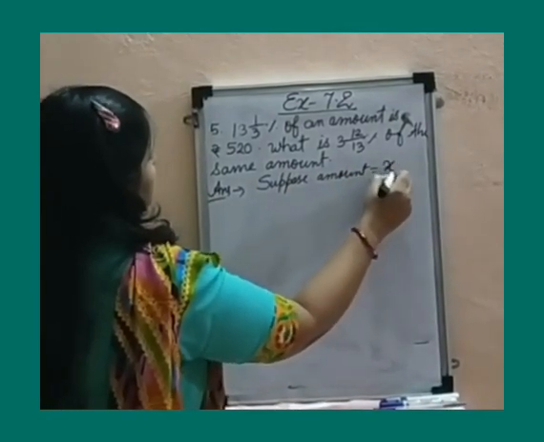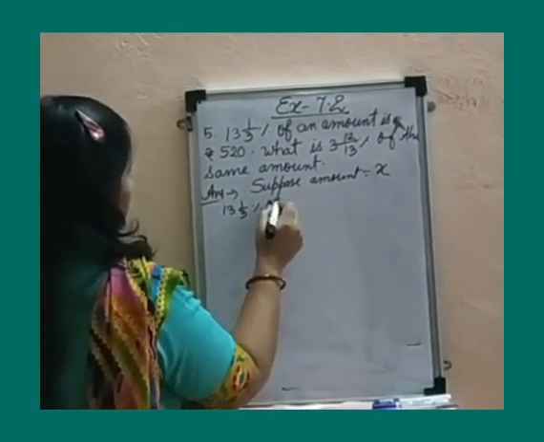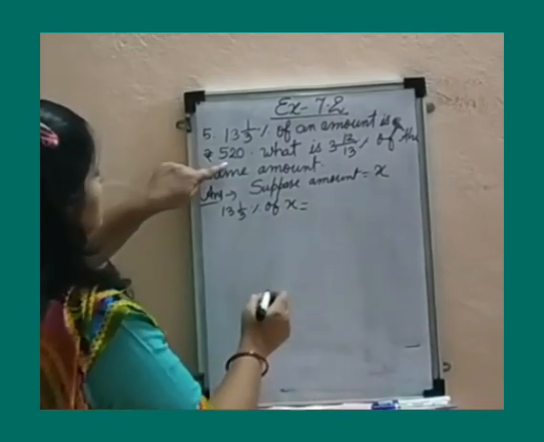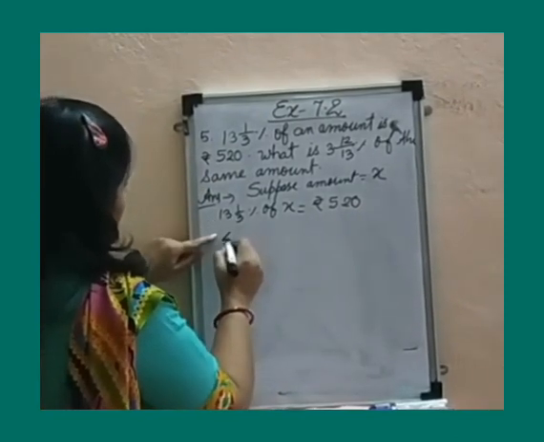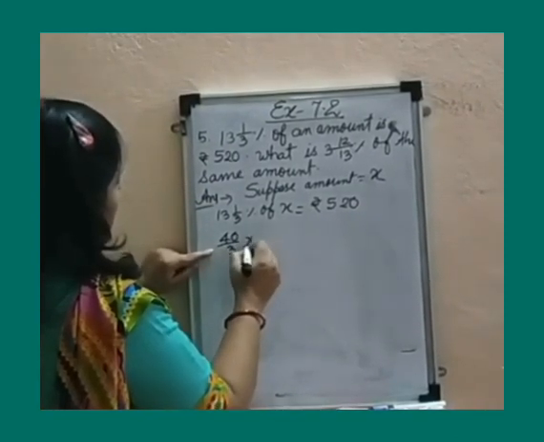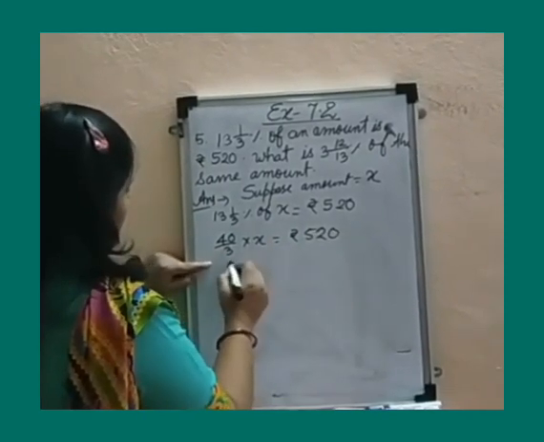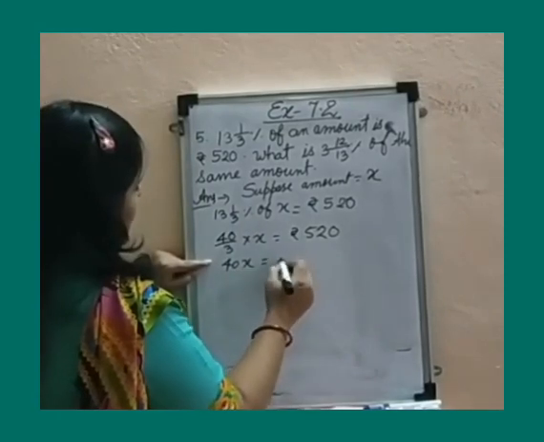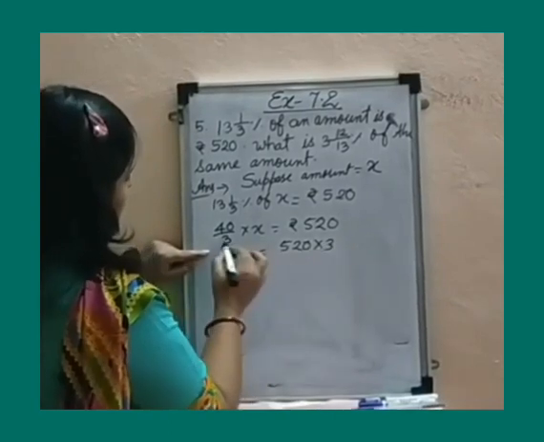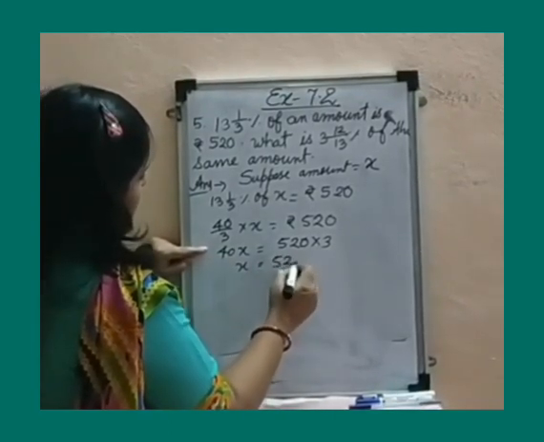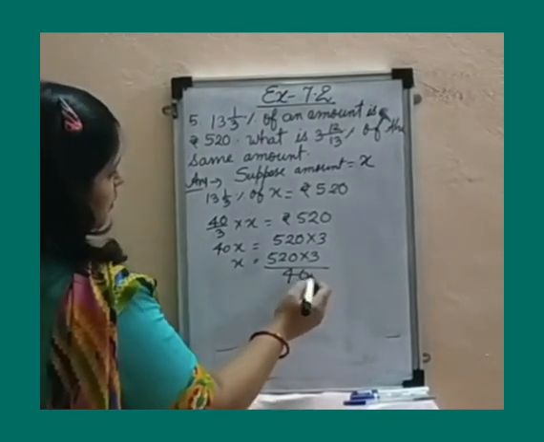So 13 1/3% of x is rupees 520. 40 upon 3 into x equals rupees 520. Now 40x equals 520 into 3, so x equals 520 into 3 upon 40, 10 by 10.